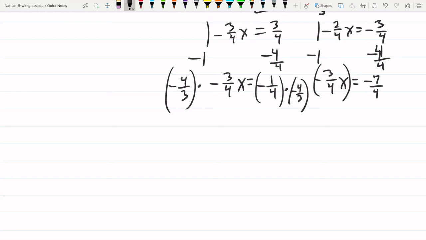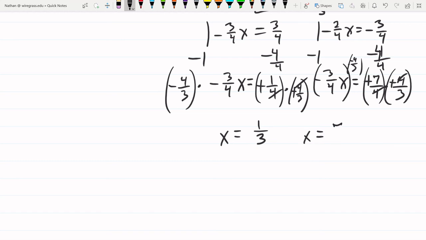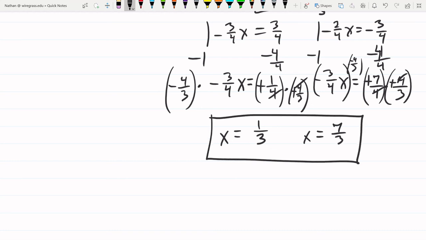The same thing on this one, times negative 4/3, times negative 4/3. The 4's cancel, the negatives cancel, and we get 1/3 for this first value of x. And the second one, the negatives cancel, the 4's cancel, and we get x equal to 7/3. And there's our two answers. They're both positive and they're both fractions. And so that's how you can solve absolute value.